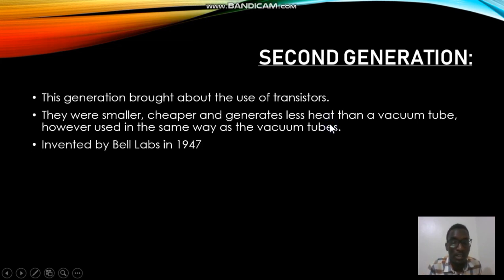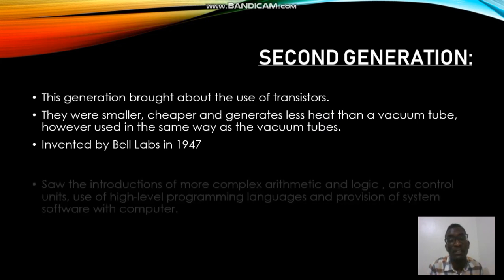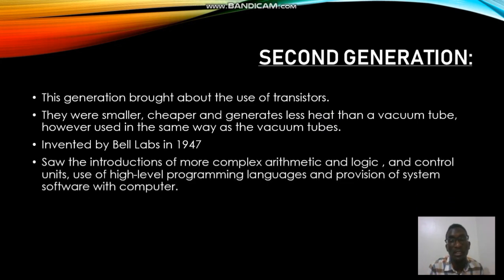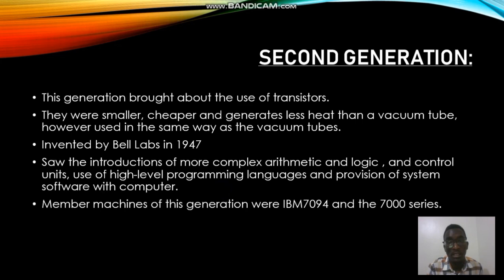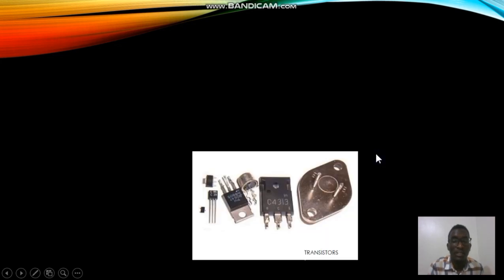These transistors were invented by a company called Bell Labs in 1947. They also brought about the use of more complex arithmetic and logic and control units, and introduced the use of high-level programming languages and the provision of system software with the computer. The machines used in the second generation were the IBM 7094 and the 7000 series. As you can see, that's how the transistors looked.